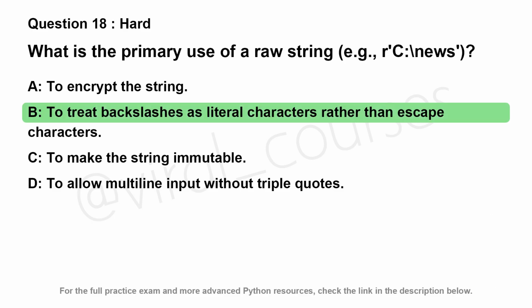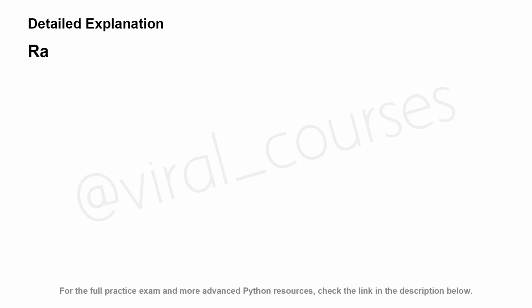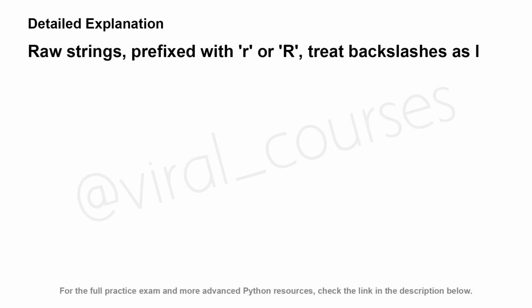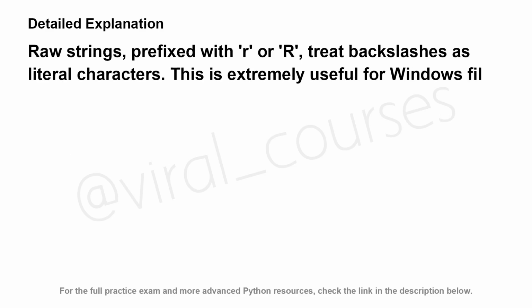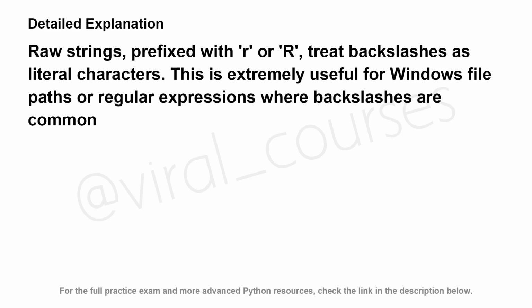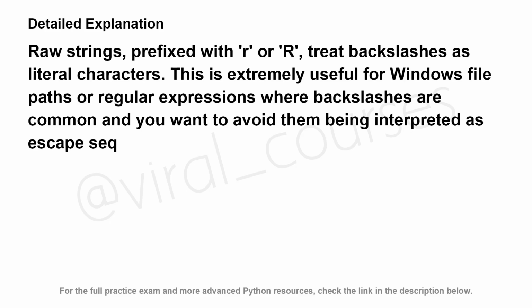The correct answer is B. Raw strings, prefixed with r or R, treat backslashes as literal characters. This is extremely useful for Windows file paths or regular expressions, where backslashes are common and you want to avoid them being interpreted as escape sequences, like \n for newline.